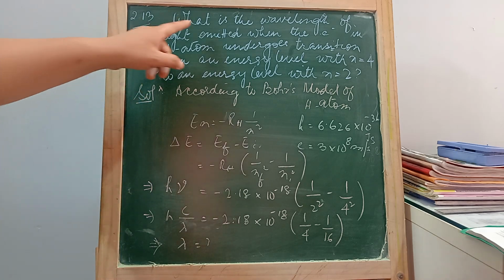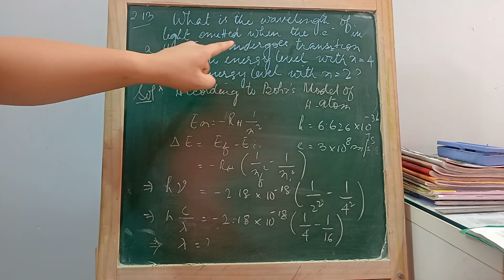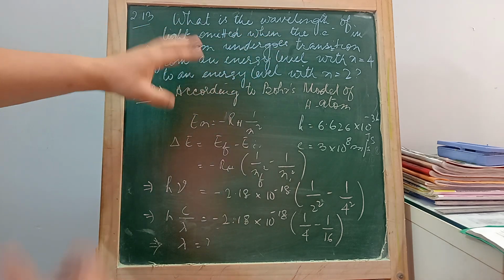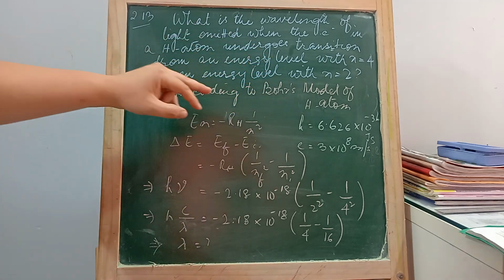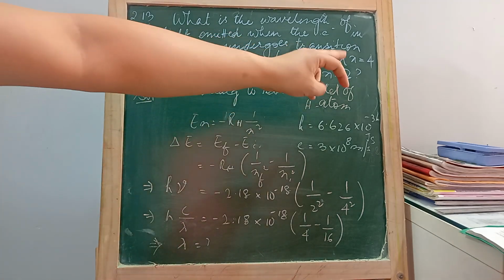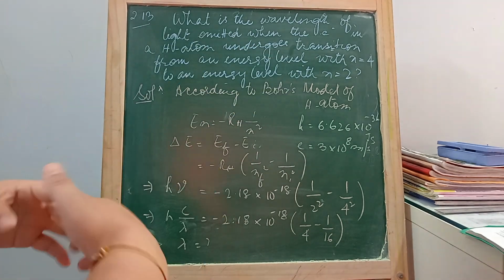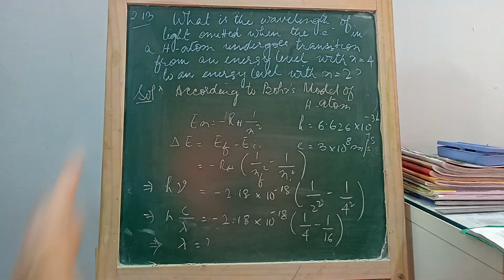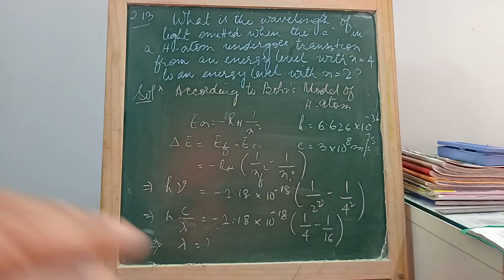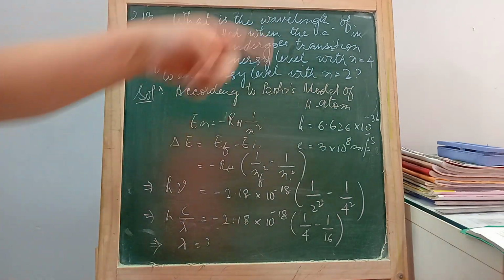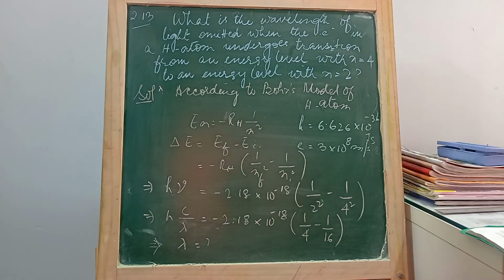So the question says, what is the wavelength of light emitted when the electron in a hydrogen atom undergoes transition from an energy level with n equal to 4 to an energy level with n equal to 2? So it goes to the fourth shell and comes back to the second shell. How much electromagnetic radiation will be emitted? What will be the wavelength of that electromagnetic radiation? That's what the question is asking.